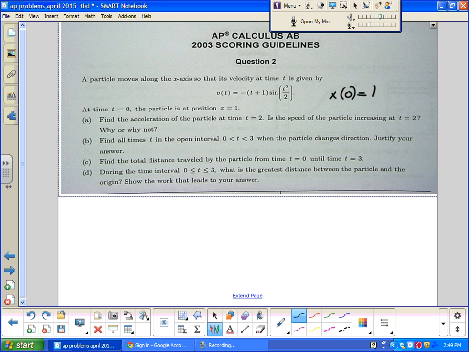All right, that is an initial condition for a fundamental theorem of calculus calculation. Somewhere later in the problem, it's going to say, hey, where's the particle at time 3? Or something, okay? It's going to ask that.